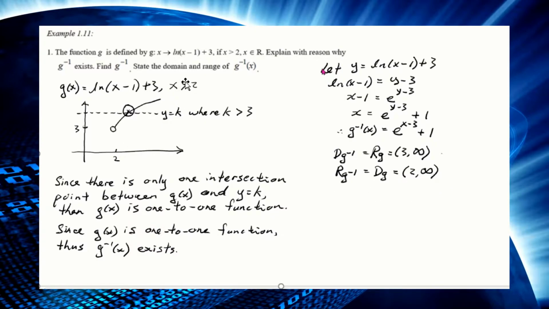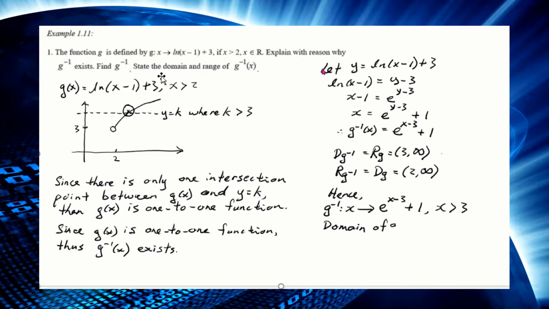Then after that, now we can write the final answer for the inverse function of g(x), and at the same time we can answer the domain and range of this inverse function. So hence, the inverse function for this g of x is equal to e power x minus 3 plus 1, and we need to mention the domain of the inverse where x is greater than 3.